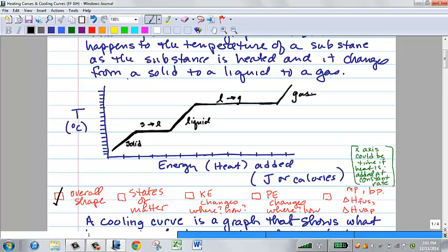And so at the slanted portions of the curve, you just have one state of matter. The lowest being solid, the middle one being liquid, and the higher one being gas. During the flat portions of the curve, you have some change of state occurring. The lower one will be solid to liquid. The higher one will be liquid to gas. Solid to liquid, of course, is called melting, and liquid to gas is called boiling.